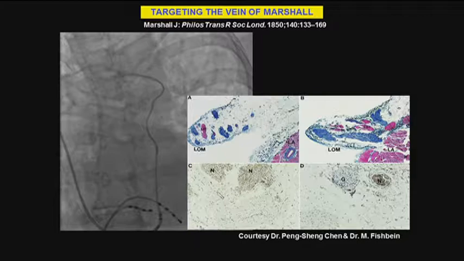Fermin and Miguel, I'm actually showing a slide for the audience. Here's an example. This is a vein of Marshall case we did at UCLA. What you see over here is an injection.